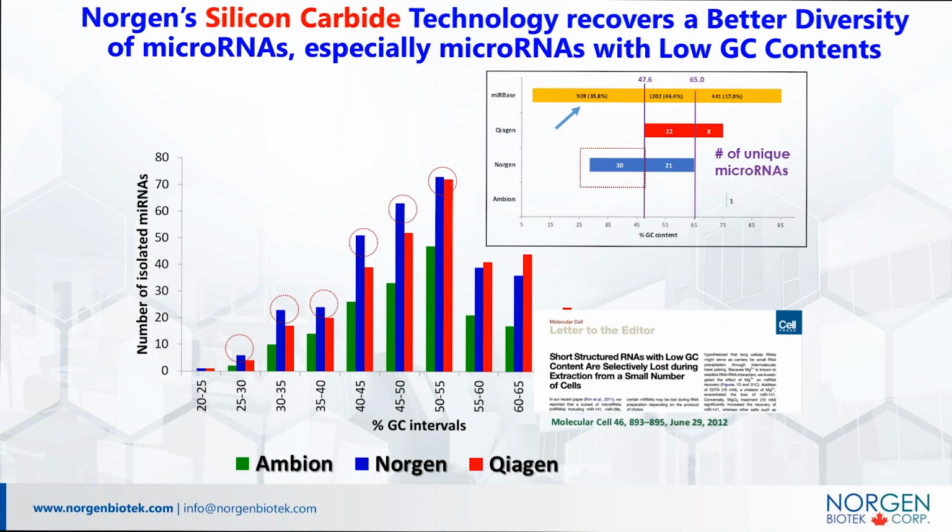So now silicon carbide, Norgen's technology, doesn't have a bias towards binding any sequences or any sizes. Therefore, this is perfect for cell-free RNA and cell-free DNA, because cell-free RNA and cell-free DNA are small in size. Also, they have varying sequences and GC percentages, so we are not going to be missing anything from these samples.